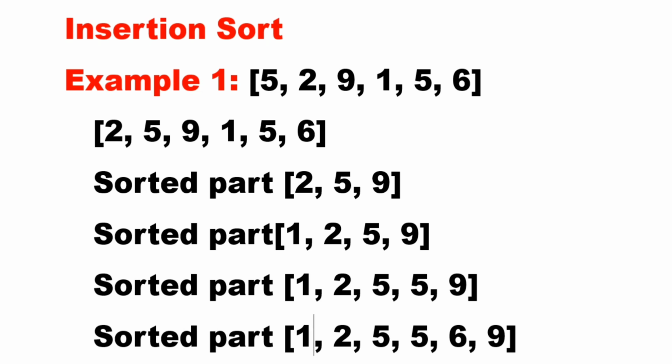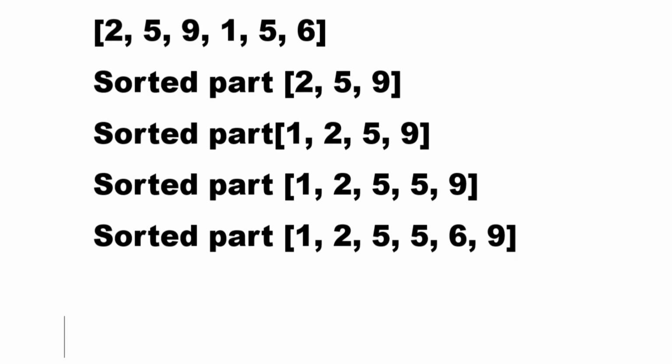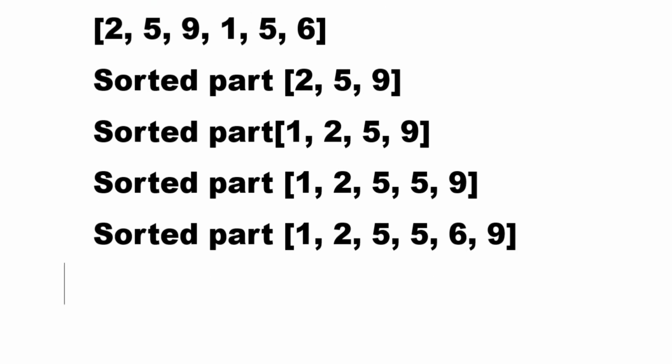The sorted part is 1, 2, 5, 5, 6, 9. The unsorted part is nothing. All elements are sorted. After processing all the elements, the final sorted array is 1, 2, 5, 5, 6, 9. This is the final sorted array. Don't worry about it. We are taking a next example.